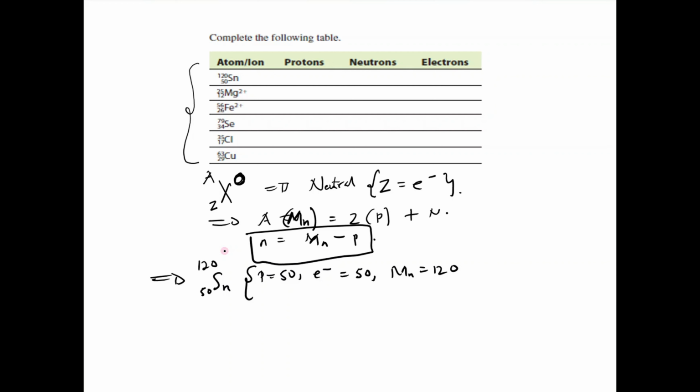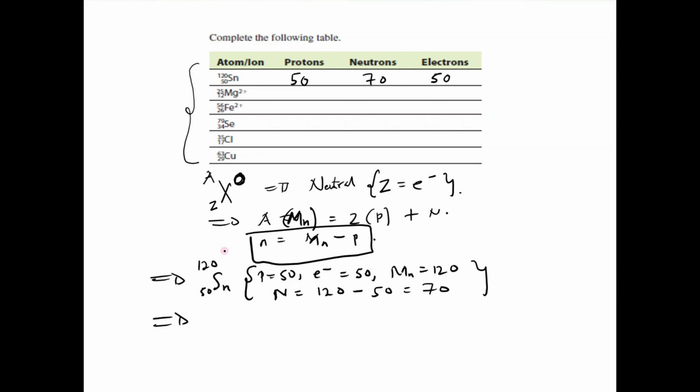Therefore our neutron number here will be 120, which is your mass number, minus your proton number, which is 50. And overall, we are going to have 70 neutrons, right? So let's come here to fill it up. The number of protons is 50, the number of neutrons is 70, while the number of electrons is also 50. That's the first one there.